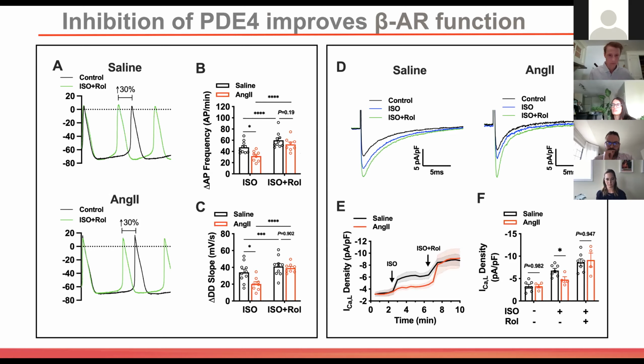Furthermore, PDE4D inhibition with Rolipram in Ang2 infused myocytes also normalized the isoproterenol stimulated increases in L-type calcium current. So here we have L-type calcium current density over time. The application of isoproterenol, we get an abrupt increase in calcium current and a further increase with the addition of Rolipram in the wild-type animals. But in the Ang2 animals, we see that isoproterenol has a very small increase and then a very large increase following the addition of Rolipram, suggesting that this is critical in regulating this channel activation in response to sympathetic signaling.